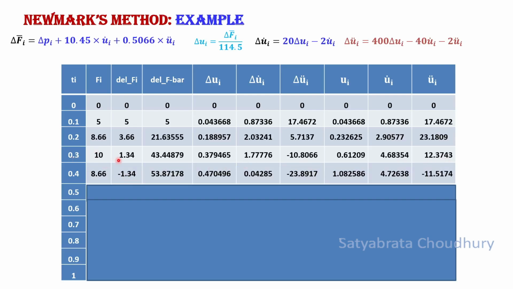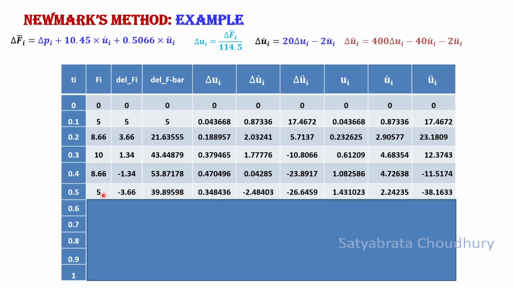Next step, it is a decreasing phase of the half sinusoidal wave. So it is now reduced to 8.66. So what is the increment in the force? It is a decrement actually. So 8.66 minus 10 is minus 1.34, the delta Fi value. So you get the delta Fi bar and get again the incremental displacement, velocity and acceleration and other values.